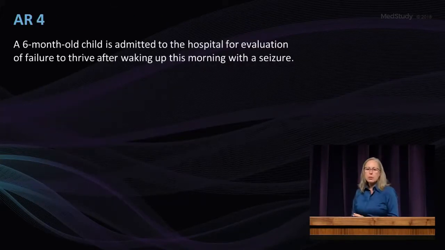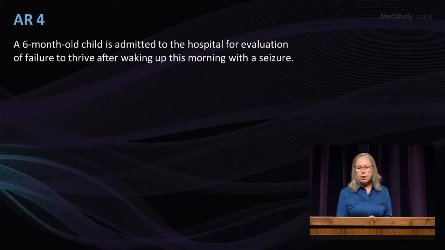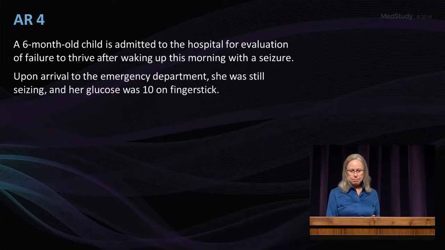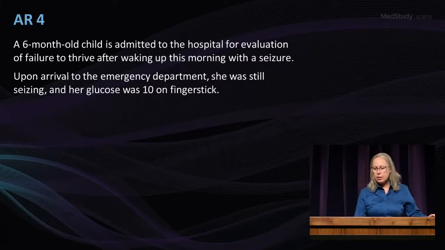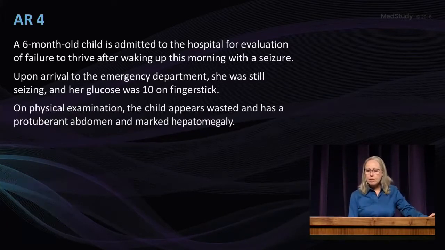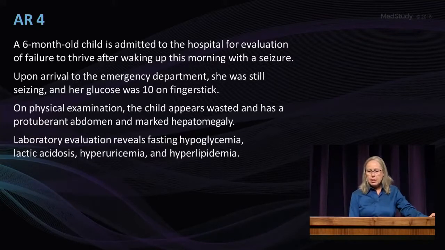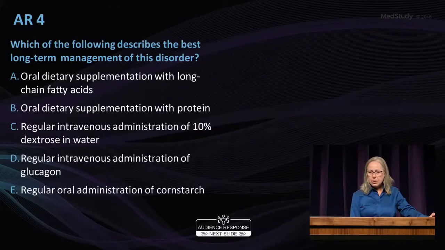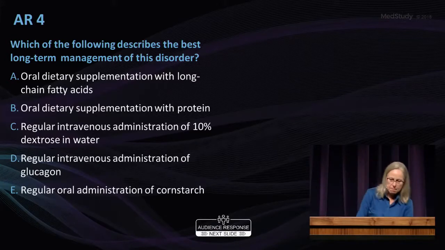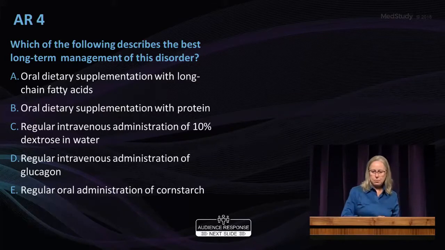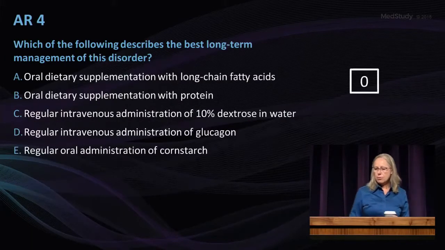All right. 6-month-old is admitted to the hospital for evaluation of failure to thrive after waking up this morning having a seizure. Upon arrival, she was still seizing and her glucose was 10. On physical exam, she appears wasted and has a protuberant abdomen and marked hepatomegaly. Lab evaluation reveals fasting hypoglycemia, lactic acidosis, hyperuricemia, and hyperlipidemia. Which of the following describes the best long-term management of this disorder? I'll give you a moment to read them. And go.